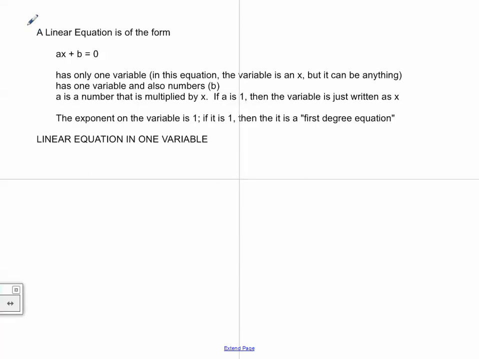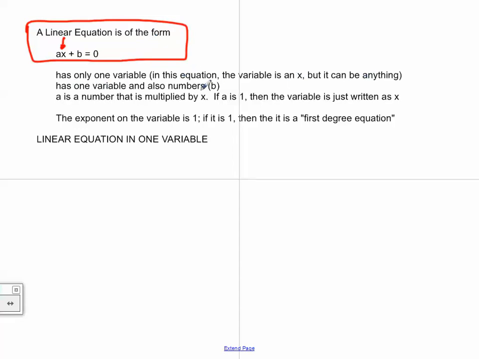So here's in general what a linear equation is. A linear equation is ax plus b equals 0. It has only one variable. There's our x. x is the variable in this equation. Usually we're going to work with x's, but a lot of times we'll work with different variables, like y's or z's or p's or t's or whatever we've got. But if we've got a linear equation in one variable, it only has one variable. The variable is x, but it can be anything, like I said.